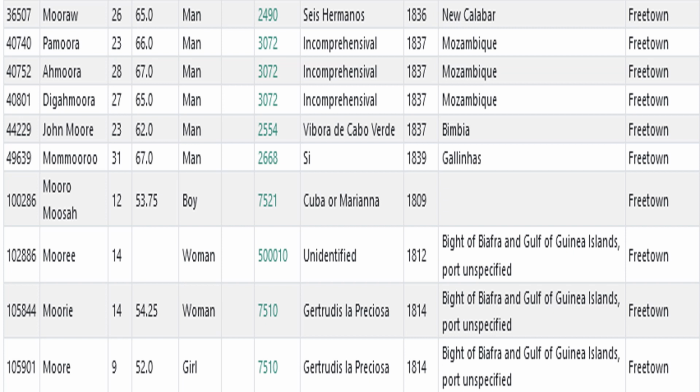And here you see additional names with the M-O-O-R. You see many variations here. You see Moree, Maur. You even see John Moore, Maura. You see in addition to what we previously saw for embarkation, you've got Mozambique added, Bimbia. You even have the Gulf of Guinea Islands. And so they were transporting people from various places in and around Africa into Freetown.